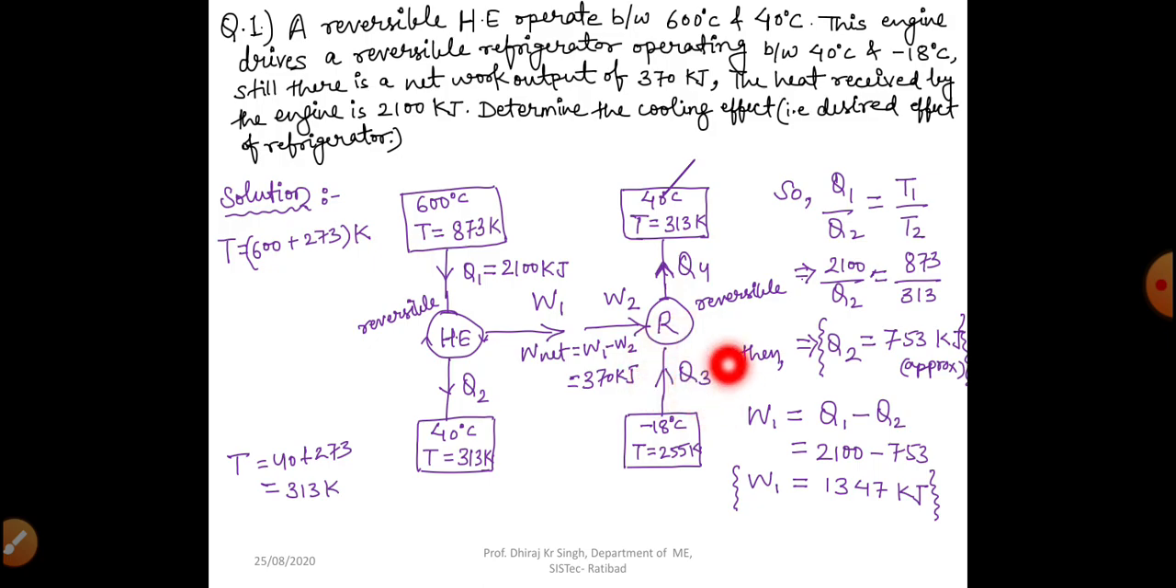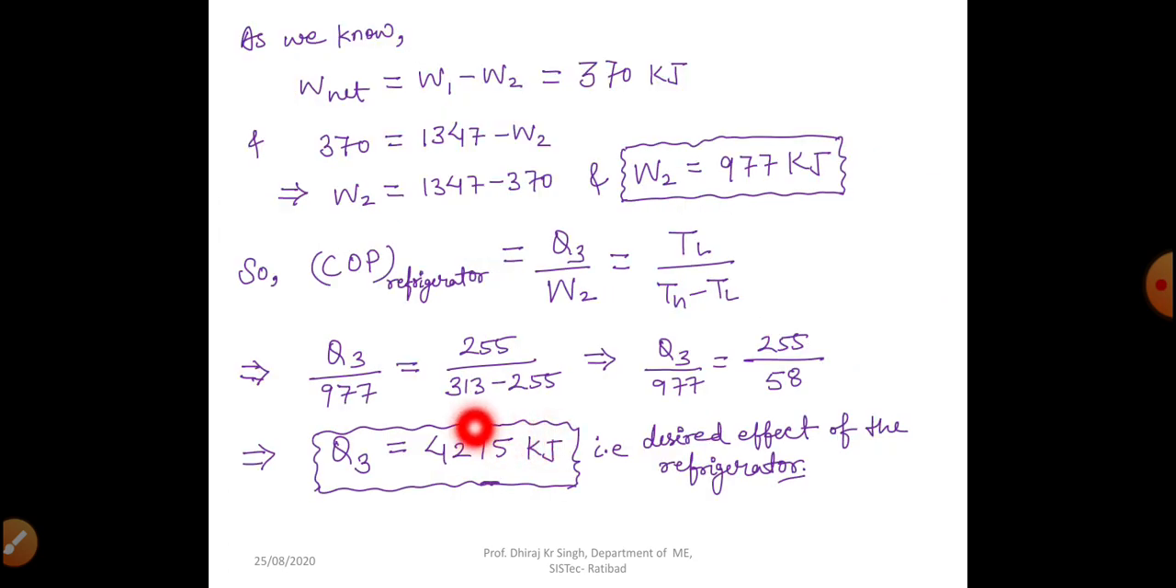We wanted to find Q3, and finally we have got Q3. So this is our answer, this is our desired effect. It means that much heat the refrigerator wants to extract from the storage place to make that storage place cool.